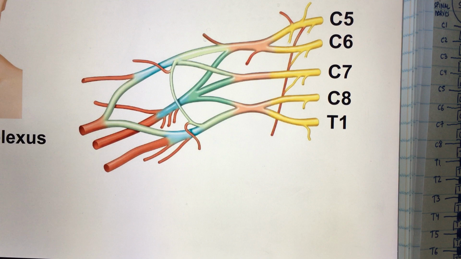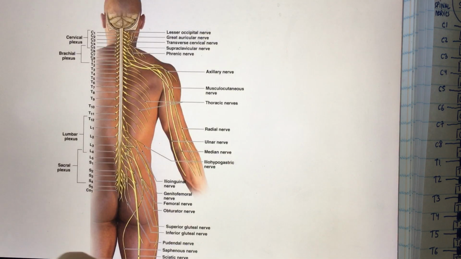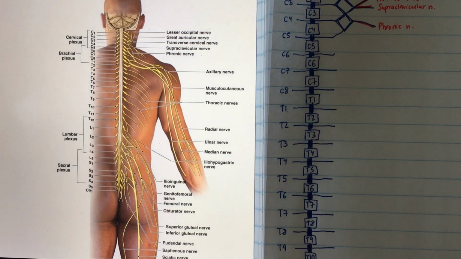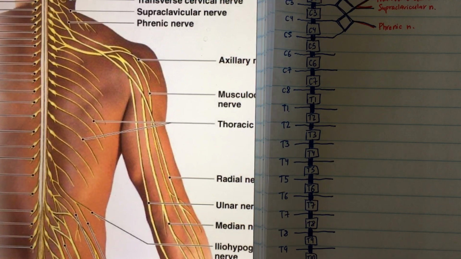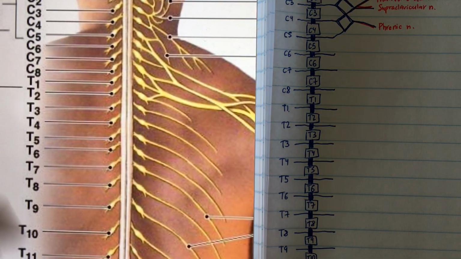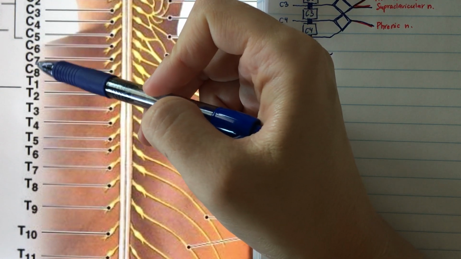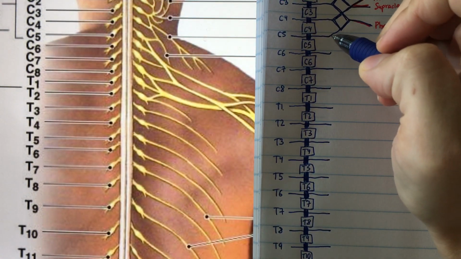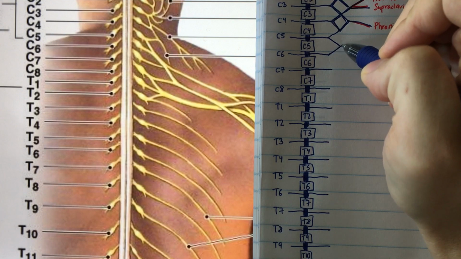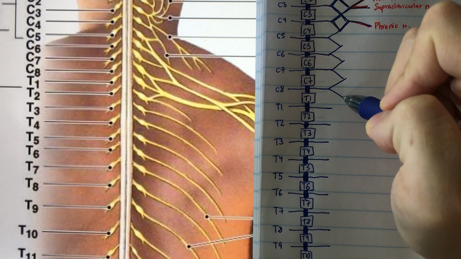Okay, so the next plexus is brachial plexus. And I'm going to go back to the main diagram for this plexus. Okay, and I'm going to zoom in on this plexus a little bit right here. And what happens is that the brachial plexus is formed between C5, C6, C7, C8, and T1.